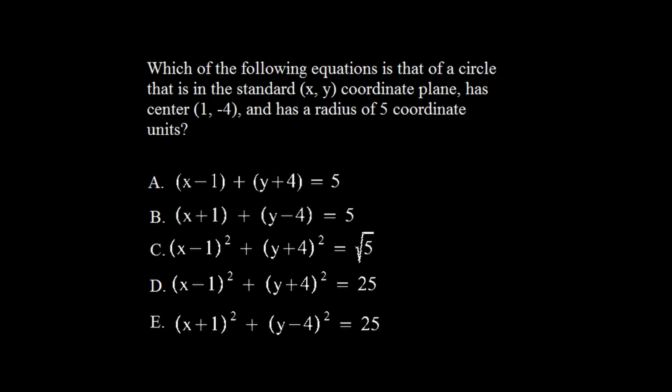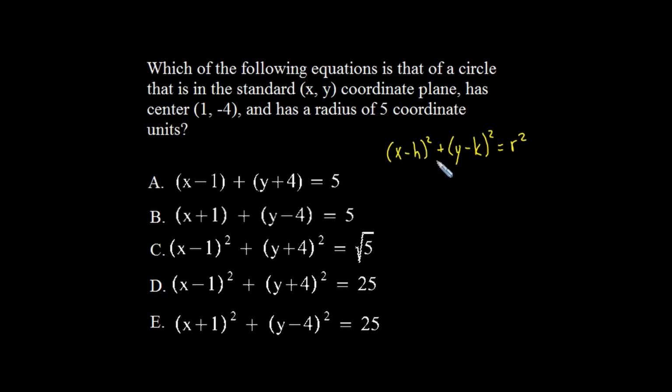It says, which of the following equations is that of a circle that is in the standard XY coordinate plane, has a center of (1, -4), and has a radius of 5 coordinate units. What you're going to need to know for all of your equation of a circle questions is that the equation of a circle is (x - h)^2 + (y - k)^2 = r^2. The simplest questions are going to be just like this one, where you're identifying the center and the radius, or they're given the center and the radius and have to identify the equation. But a very straightforward question.